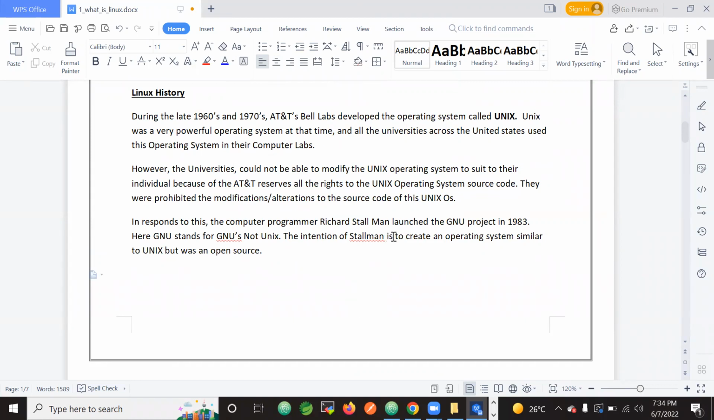The intention of Stallman is to create an operating system similar to Unix, but open source, through this GNU project. That is the base or main intention behind starting this GNU project. Open source means it will be modifiable, isn't it? So it will be modifiable. But unfortunately, what happened?